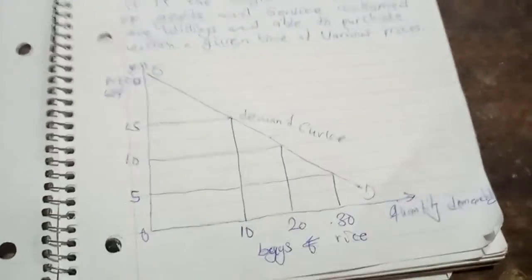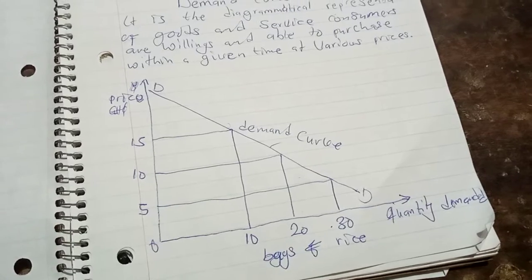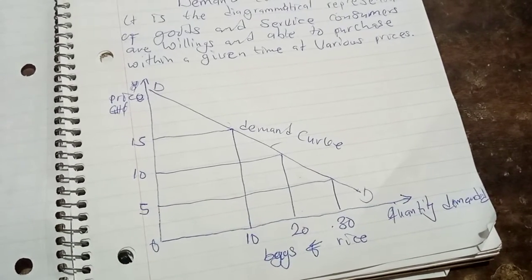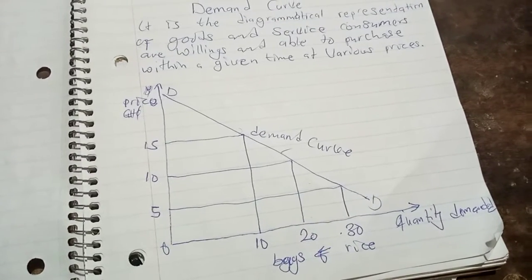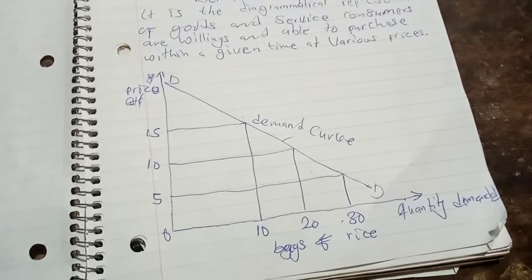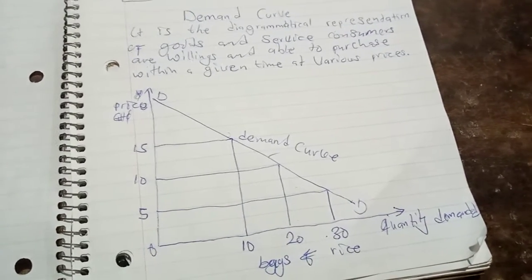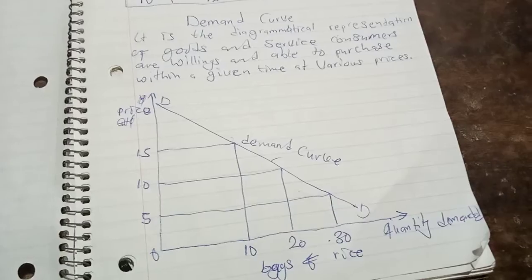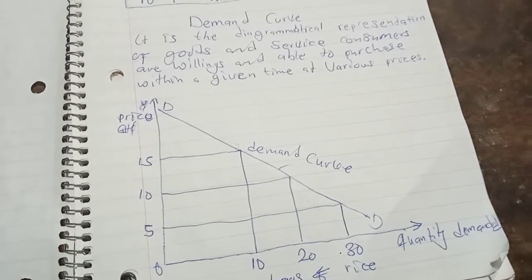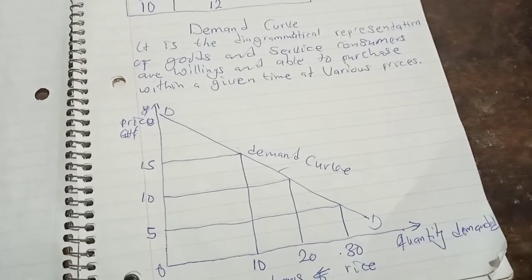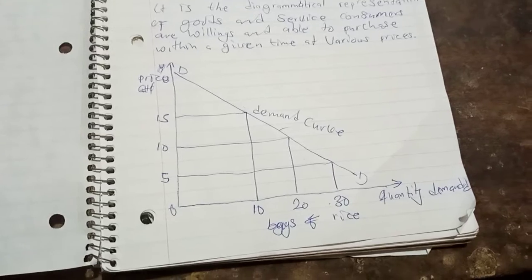So from the diagram, we can clearly see price, quantity demanded, bags of maize, demand curve, and demand. Now let me point out that the demand curve slopes downwards from left to right. From the diagram, it obeys the law of demand.